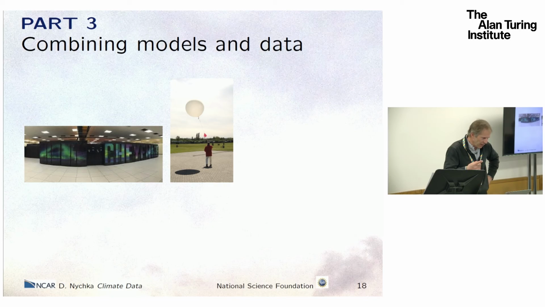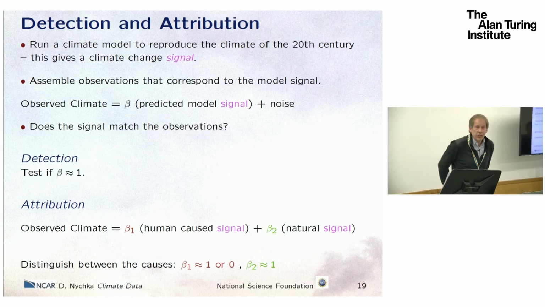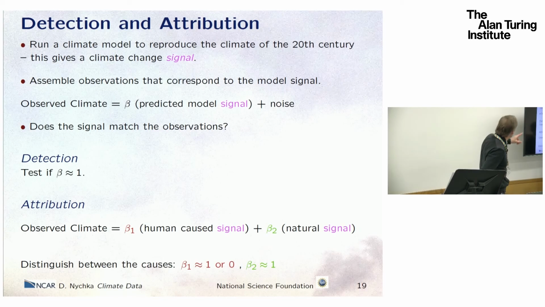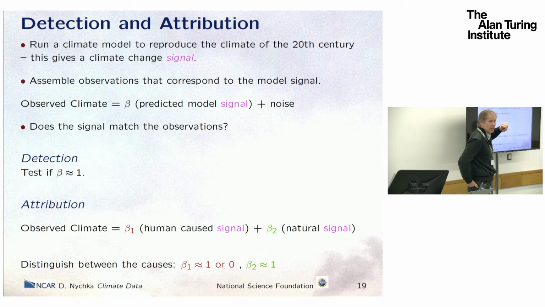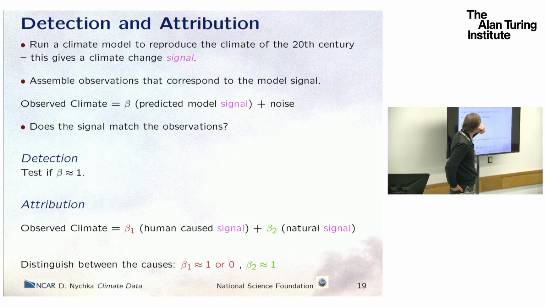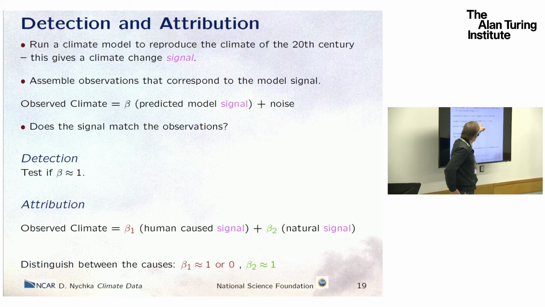Okay, so we talked about observational data. Now I'm going to talk about combining models and data. And the example here is something called detection and attribution of climate change. And so again, a simple formula here. We have the observed climate, typically like surface temperatures. We're asking the question, is this related to what we see when we run a climate model and get a climate signal from that model?